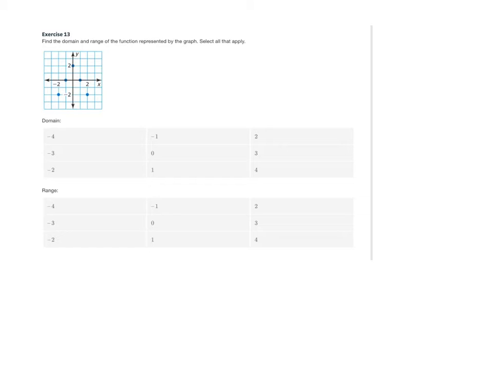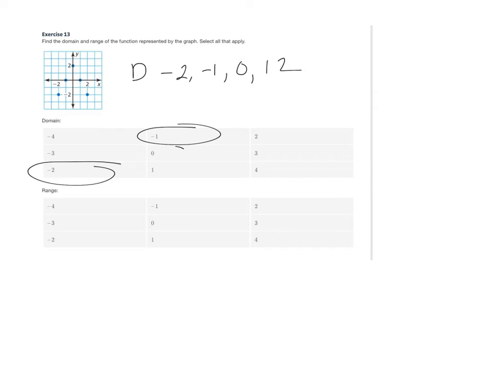Number 13, we have to figure out the domain and the range. So if I was going to find the domain, right, that's the x values, I would start with the x value of -2, -1, 0, 1, and 2. That is the domain, so let me circle those. -2, -1, 0, 1, and 2.